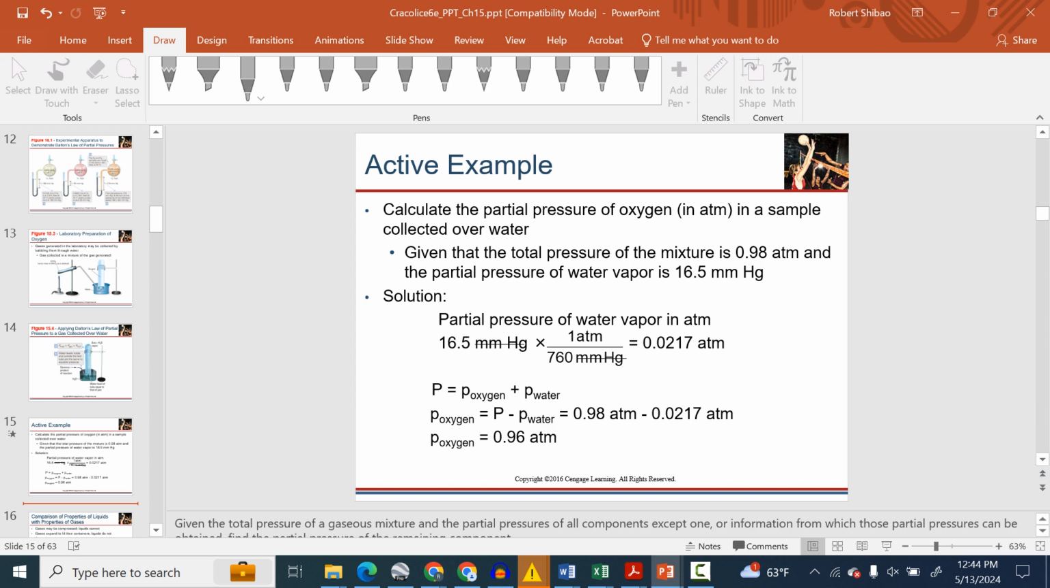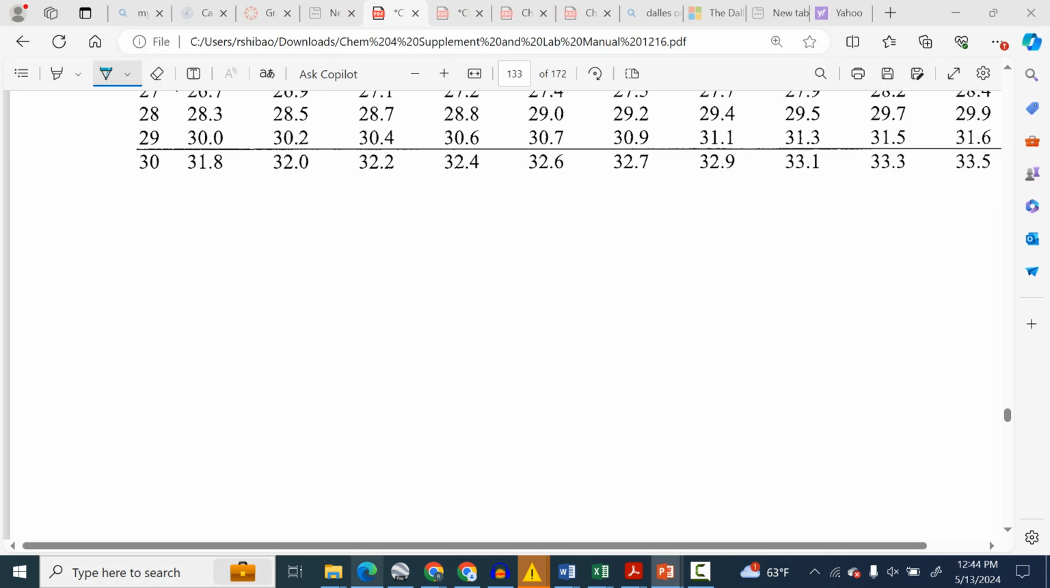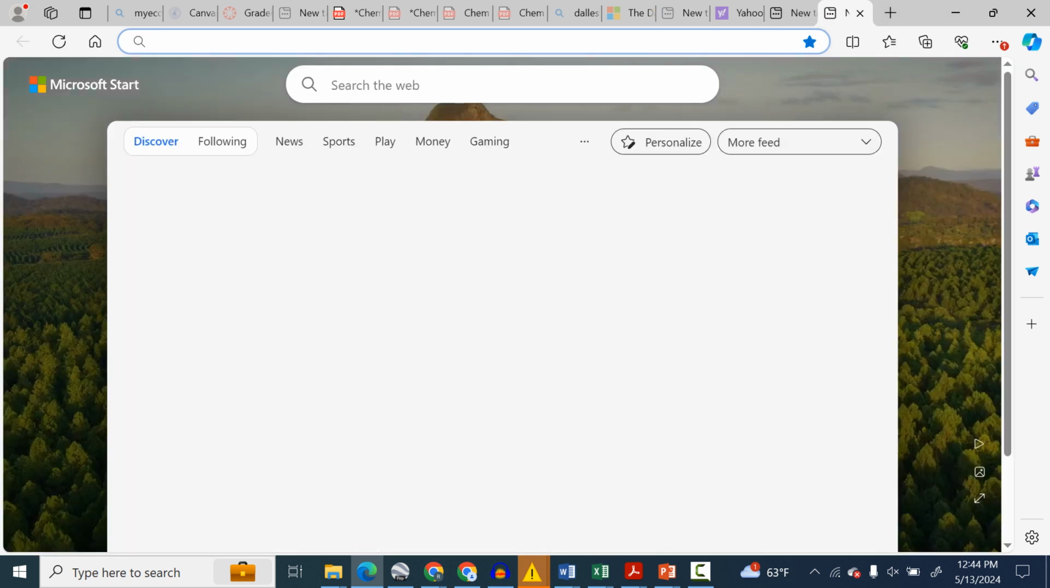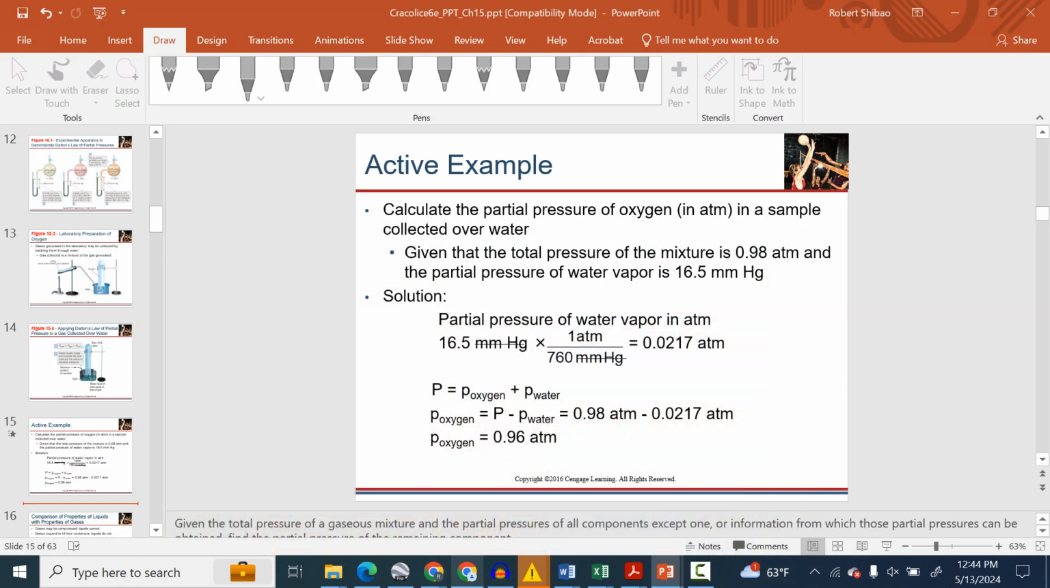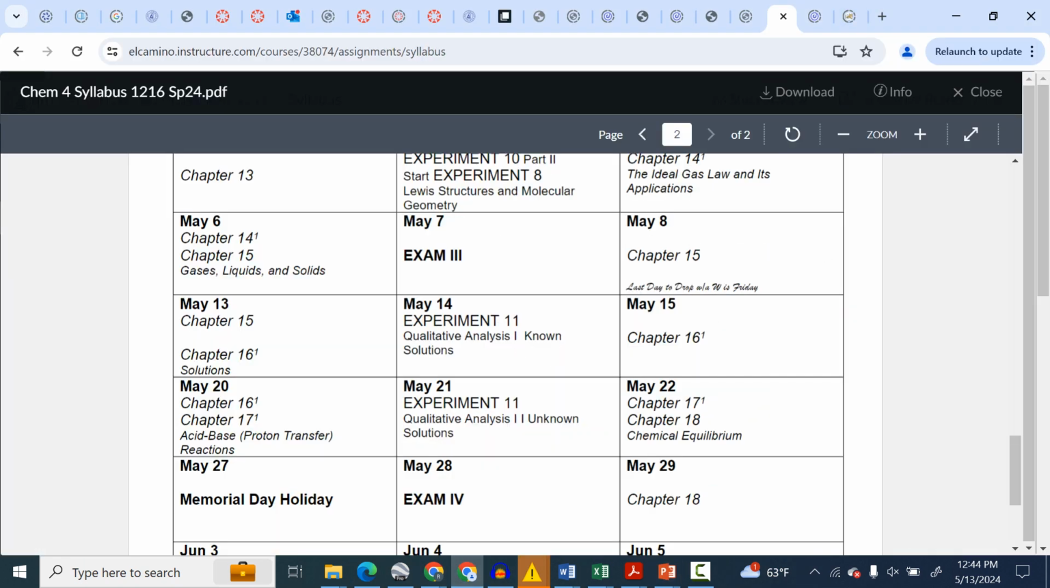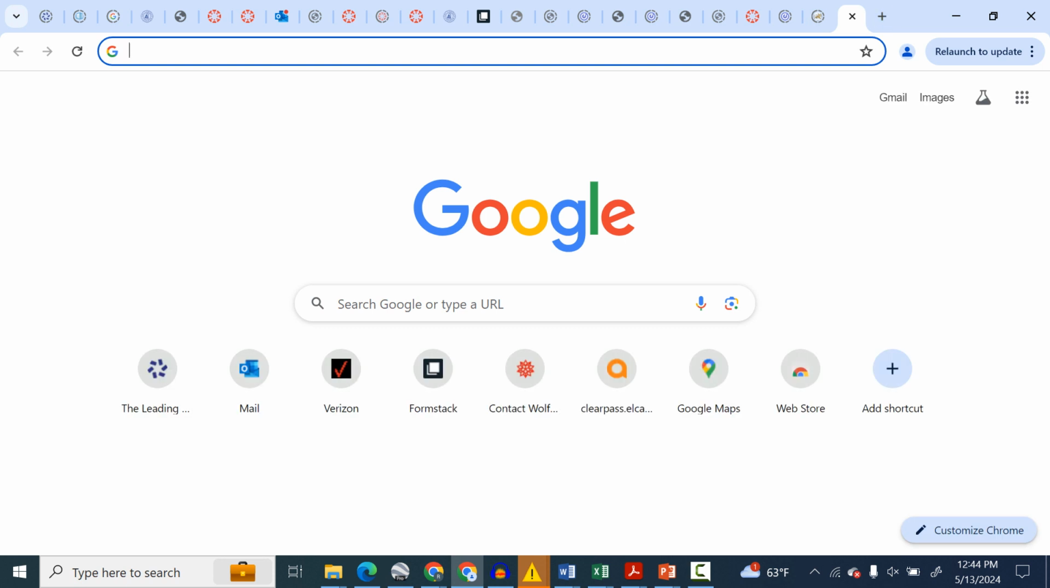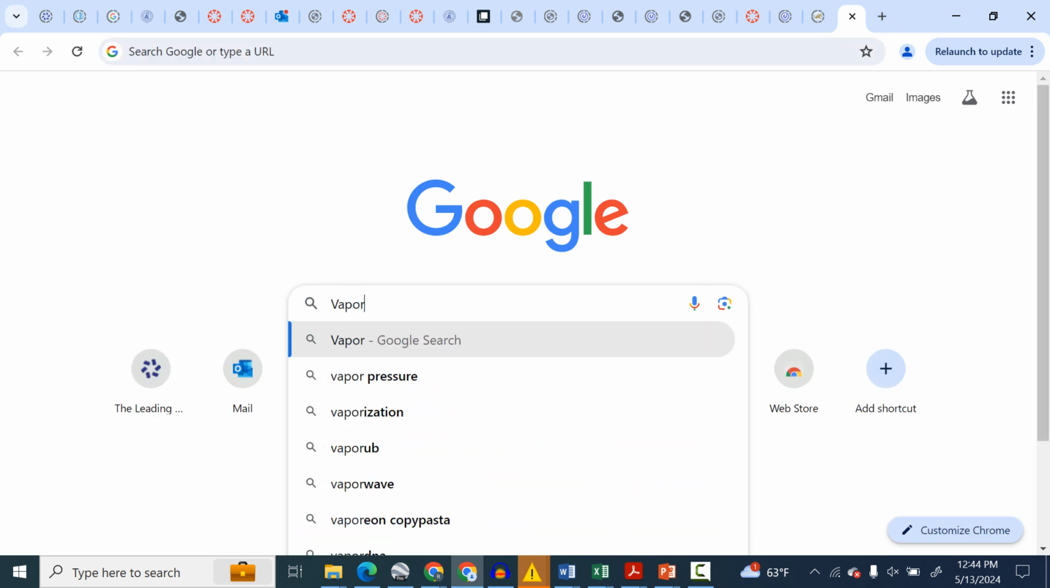Normally, what they do is they give us the temperature, and we have to look up the pressure of the water vapor. So let's see how we do this normally. It's called a vapor pressure table.